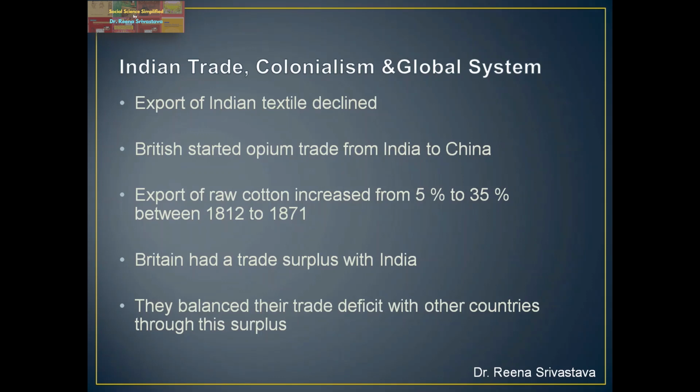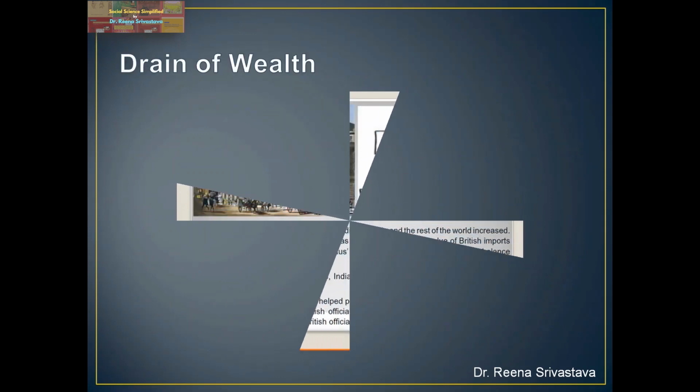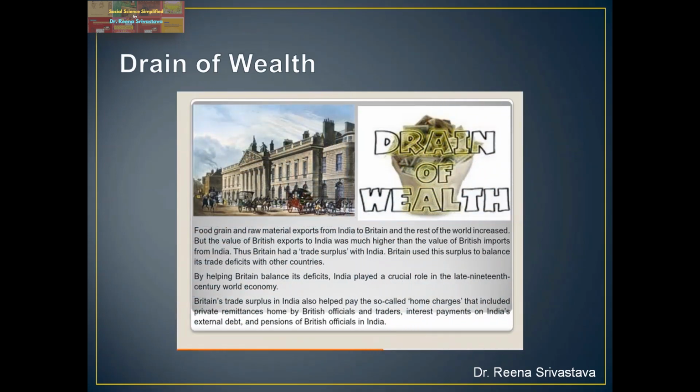इसकी वजह से क्या हुआ कि whenever they had trade deficit with any other country, they used to balance it with the trade surplus with India. नुकसान किसका है? इंडिया का, because it is leading to drain of wealth from India. इंडिया का सारा wealth कहाँ जा रहा है? ब्रिटेन में जा रहा है.